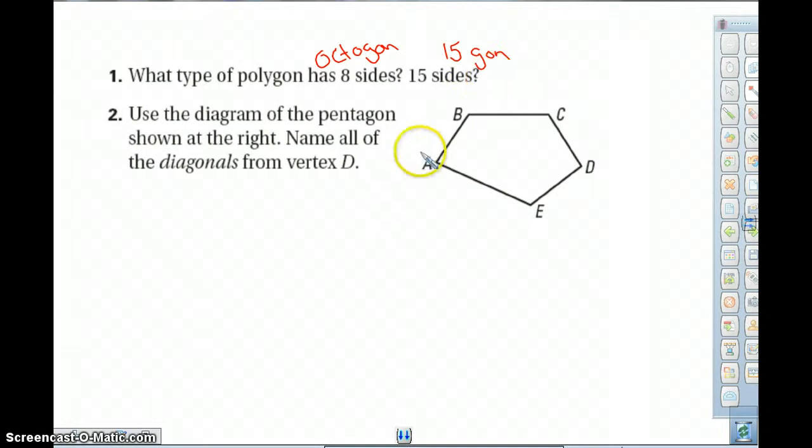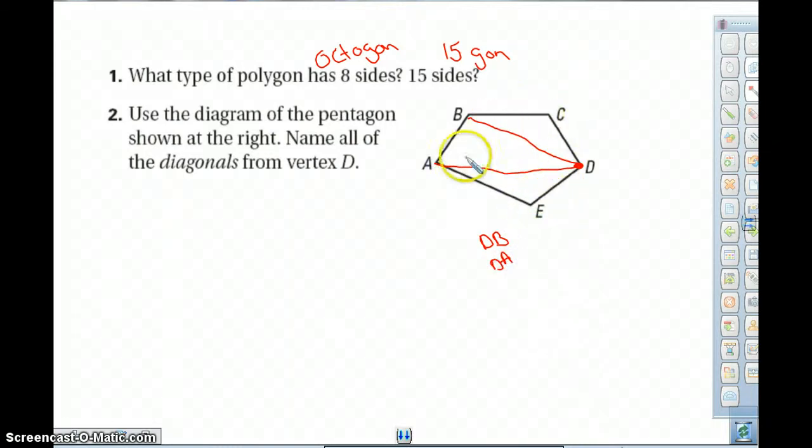Okay, all the diagonals from vertex D. Okay, so if we go from D, the first one that we have is DB. The second one that we have goes across to DA. Okay, and that is all we have because those are our non-consecutive angles.